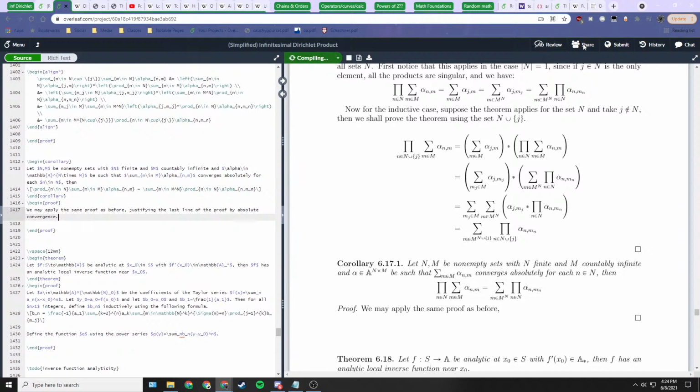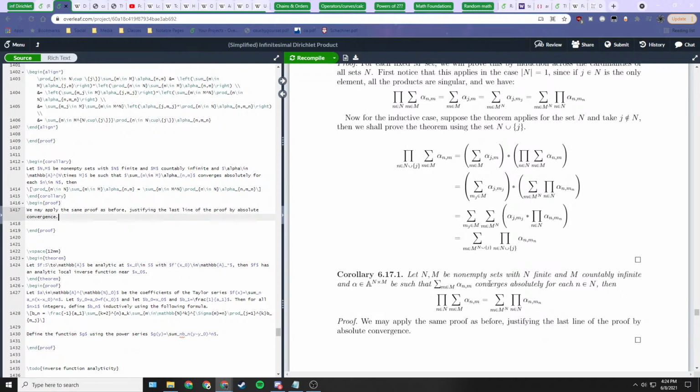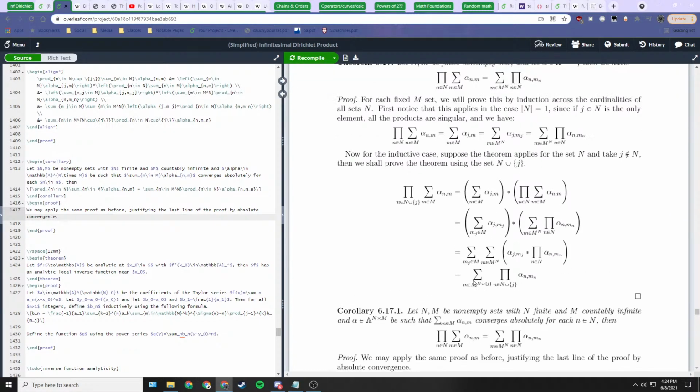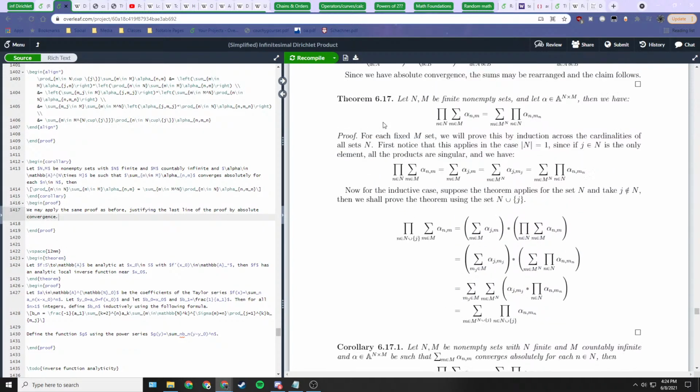So same proof. We're saying just apply the same proof and justify the last line by absolute convergence. So this last line is this one. This initial step follows. These products are singular, so we're not really doing anything. By removing this product, essentially we're expanding the product in this first step, which does nothing, and then we're reintroducing it on the inside, which also does nothing.